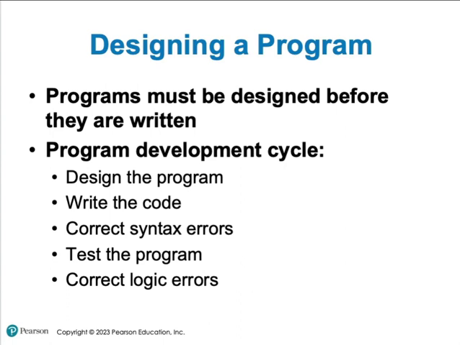So programs must be designed before they're written. That means you need to think about it, come up with the algorithm, which is the steps or process to solve the programming problem. And we have something called the program development cycle, which is you conceive the program and think about how you're going to solve the problem at hand. Then you write the code. In this class, of course, that code would be in Python. You would then try to run it.